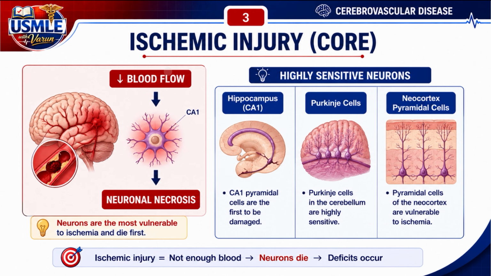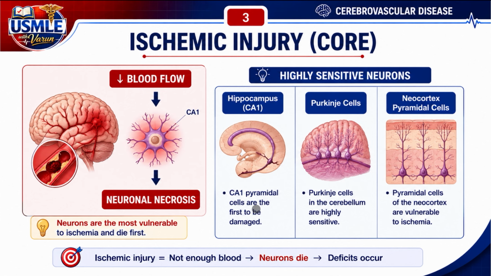When blood flow decreases, neurons are deprived of oxygen and glucose, leading to neuronal necrosis or neuronal death. But not all neurons are equally vulnerable. The most sensitive areas are the hippocampus, especially the CA1 region. The other sensitive cells are the Purkinje cells in the cerebellum. They are also highly sensitive to ischemic injury, whereas pyramidal neurons in the cerebral cortex are also vulnerable to ischemia. These are the first to die in hypoxia, and these are very commonly tested.